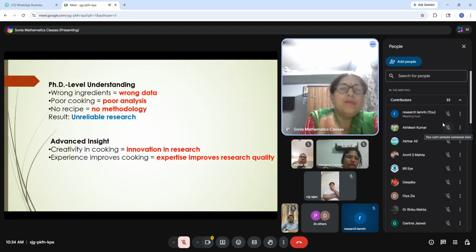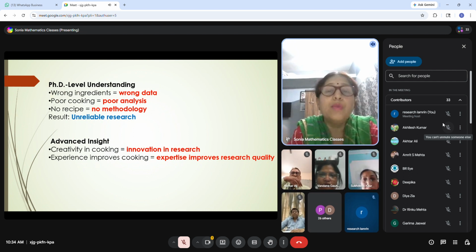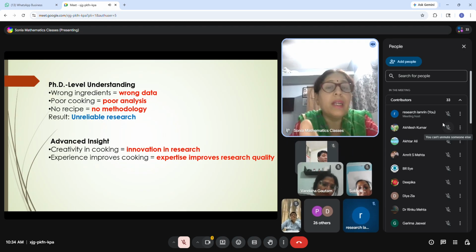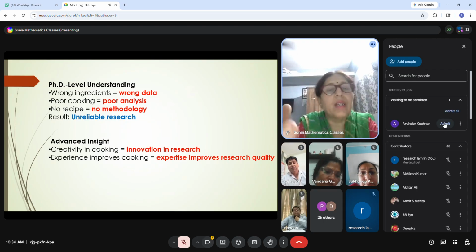So it means from this, what is the PhD level understanding? If we add wrong ingredients, or you can say, suppose we have chosen the wrong data. If wrong ingredients are there, then poor cooking will be there. Obviously, if wrong data is there, then poor analysis is there. Poor cooking means no recipe. Poor analysis means no methodology. हमने कुछ प्लान ही नहीं किया. So results are unreliable research.